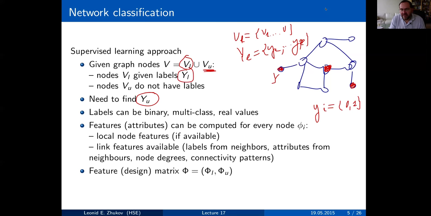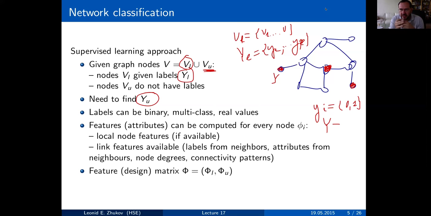But in general, you can look at Y's to be real values, which corresponds to a regression problem, or we can think of Y as being multi-class. If it is multi-class, one of the ways to handle this is to think of capital Y as a binary matrix, with a vector for every class. So you'll have an indicator vector for every class telling you what the value for that class is. Again, nothing new. This is traditional machine learning. Now, we're also going to think of attributes that every node has.